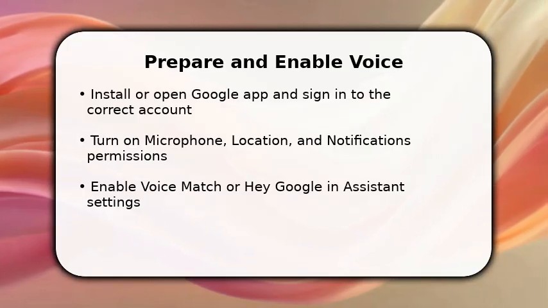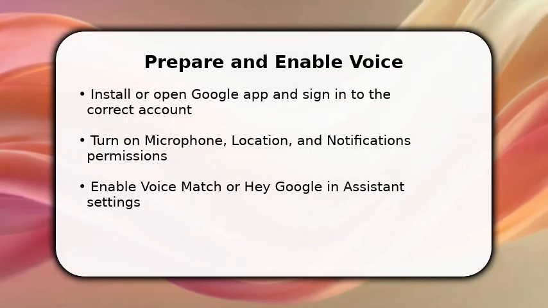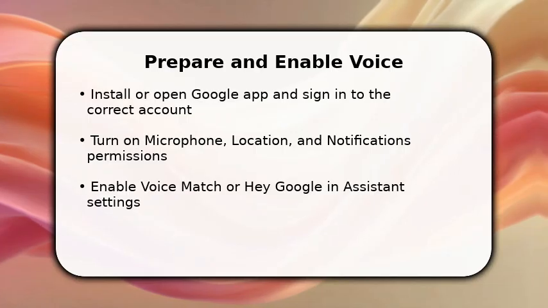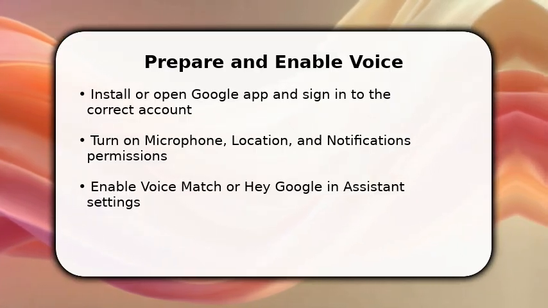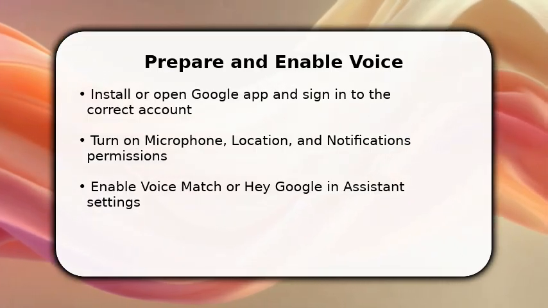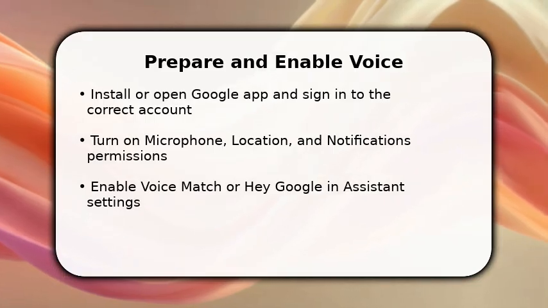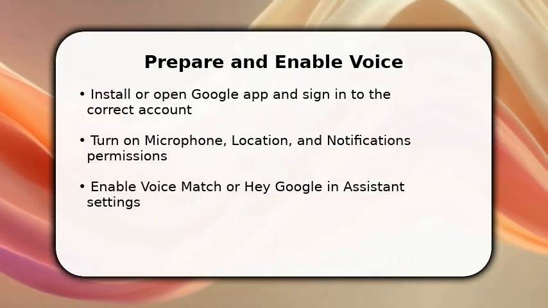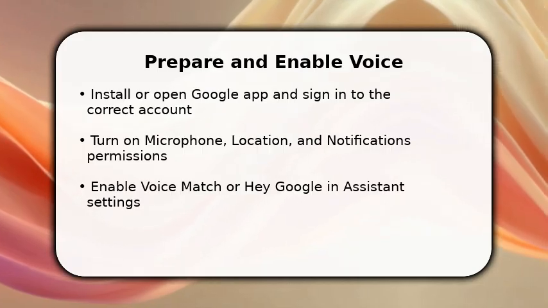You start by preparing the device. Open the Google app, sign in, and give microphone and notification permissions so the assistant can listen and respond. Once done, go to Settings, Google Assistant, and enable Hey Google or Voice Match so it recognizes you. Make sure the correct account is active and the device language matches your speech.